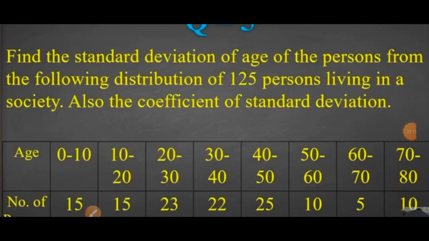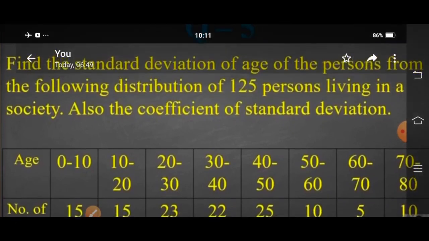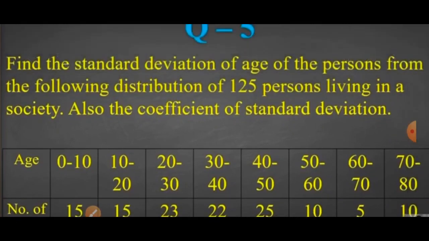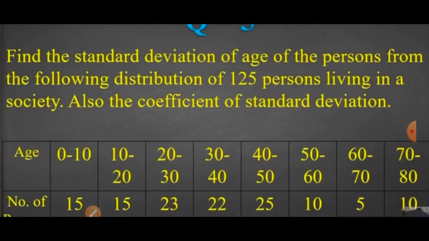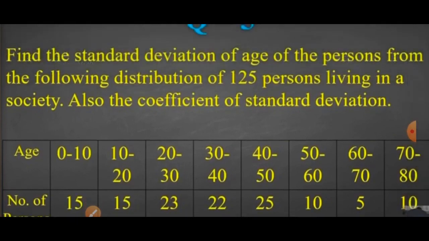Now sum number 5. Find the standard deviation of age of the persons from the following distribution of 125 persons living in a society. Also the coefficient of standard deviation. Age 0 to 10, number of persons are there 15. 10 to 20 years age, 15 persons are there. 20 to 30 years age, 23 persons. 30 to 40 years age, 22 persons are there.